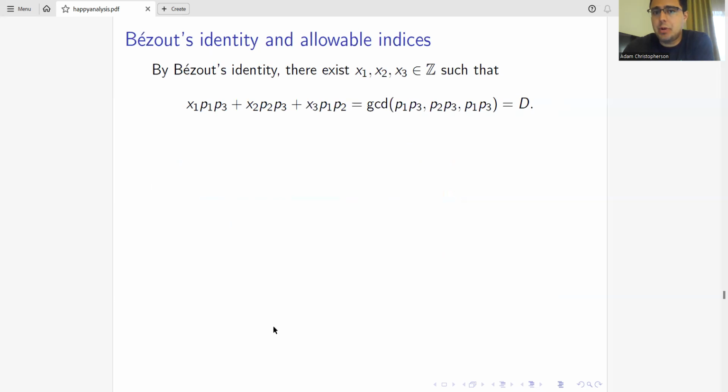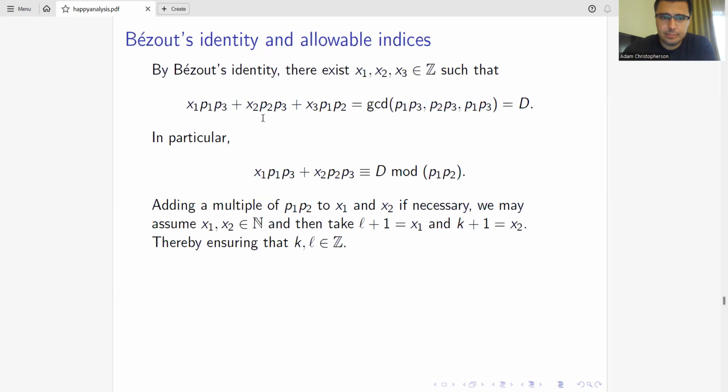So there would exist x1, x2, and x3 integers such that x1 P1 P3 plus x2 P2 P3 plus x3 P1 P2 is equal to D. This is the 3-parameter version of Bézout's identity. And in particular, if you just consider those first two terms, it's equivalent to D plus an integer multiple of P1 P2. Now, adding a multiple of P1 P2 to both sides if necessary, we can safely assume that x1 and x2 are positive integers. And therefore, L would be x1 minus 1, K equals x2 minus 1. That would ensure that K and L are integers as well.